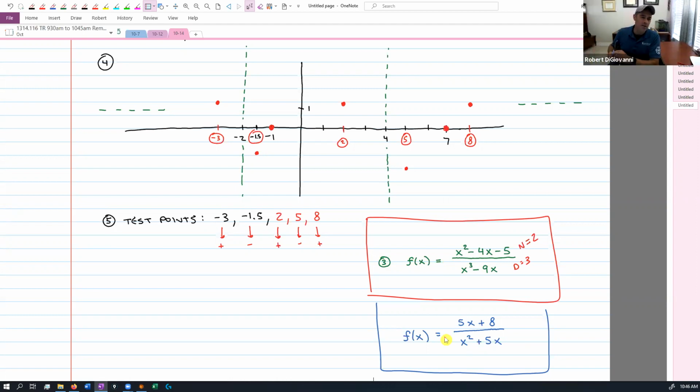Just take your time. Be careful, because if you mess up one little thing, right? If you get one vertical asymptote off, everything else is going to be off, right? So just take your time through the solving the equation parts. All right, do your best.